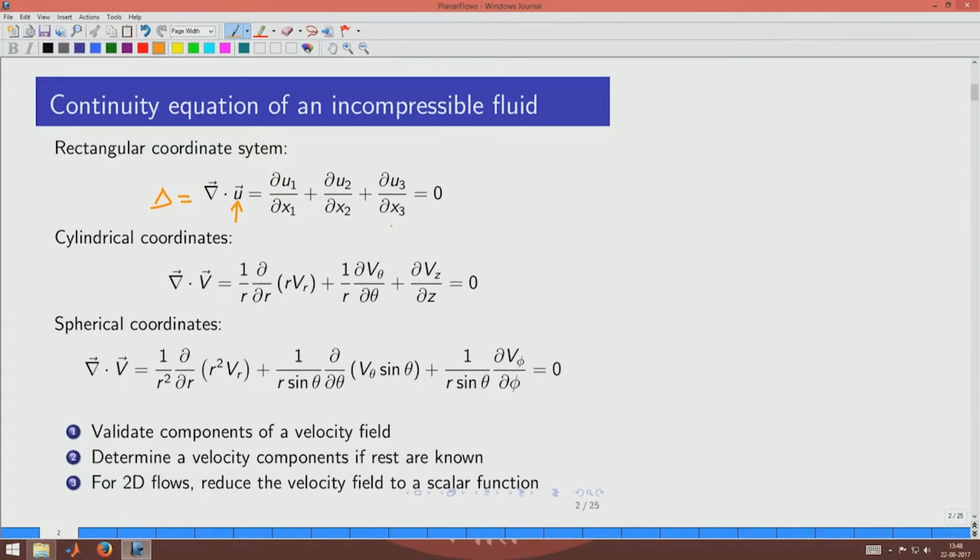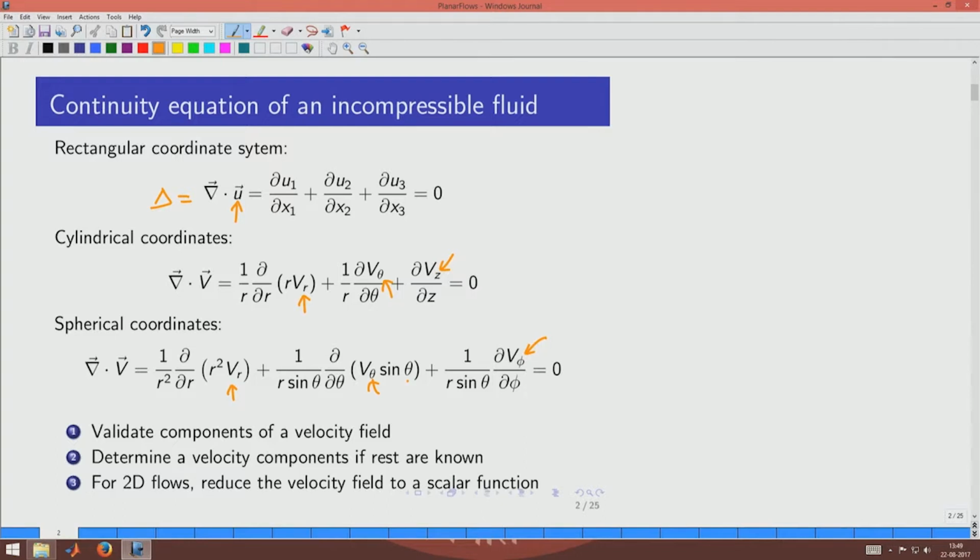Now, this equation can also be written in other coordinate systems, and we have done that earlier. So, in cylindrical coordinate system, the velocity will have the radial component, the theta component and the z component, and the continuity equation would look like this. And in the spherical coordinate system, you would have the radial velocity, the theta component and the phi component azimuthal, and then the continuity equation would look like this.